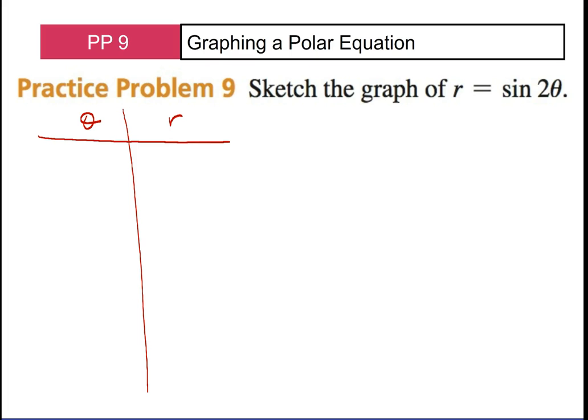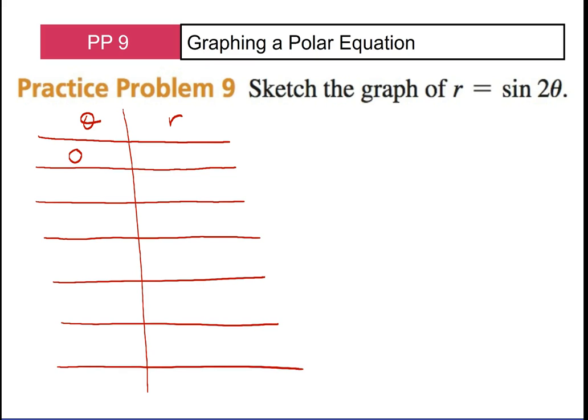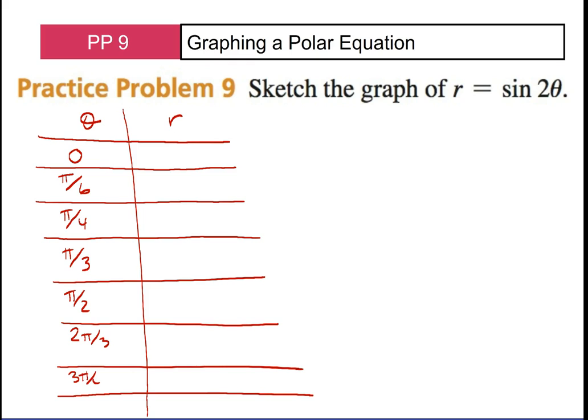I'm going to make my values there. Come down a lot of them here. So I'll plug in a 0, and obviously 0 times 2 is 0. Sine of 0 is 0. Okay, you guys get to do this here. And you know what we're going to do? We're just going to go out to pi. That's what I want to do. I want to go out to pi.